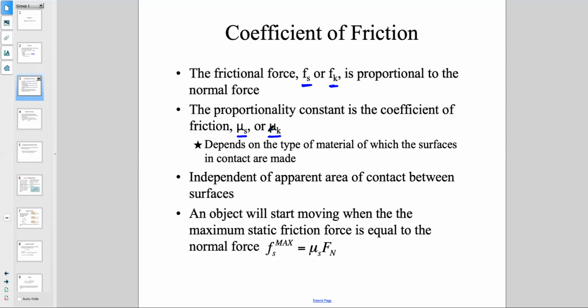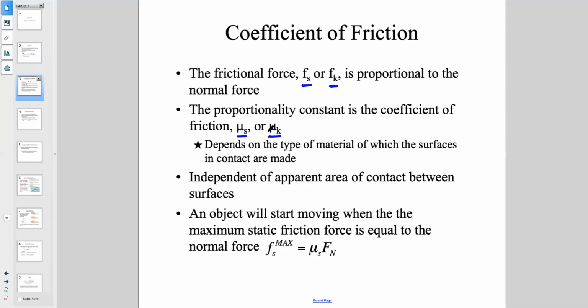It depends on the type of material of which the surfaces in contact are made. For example, a wooden surface would be different from a metal surface, okay? So it depends on the surface materials. And it is independent of the apparent area of contact. So it is independent of what side of a box, for example, you're putting on the table. It does not depend on the area. It does depend on the material and the surface structure of the table, for example.